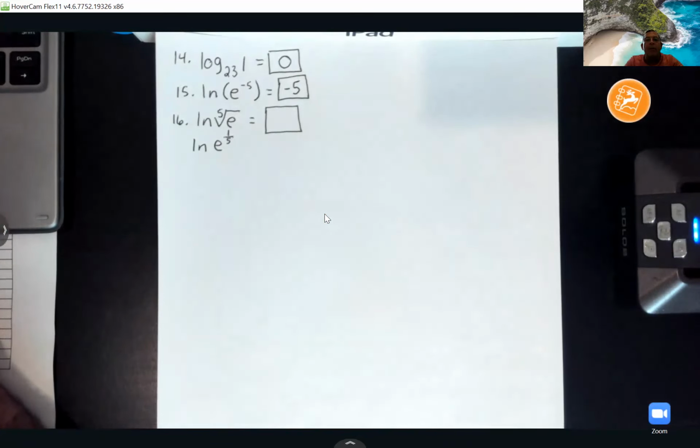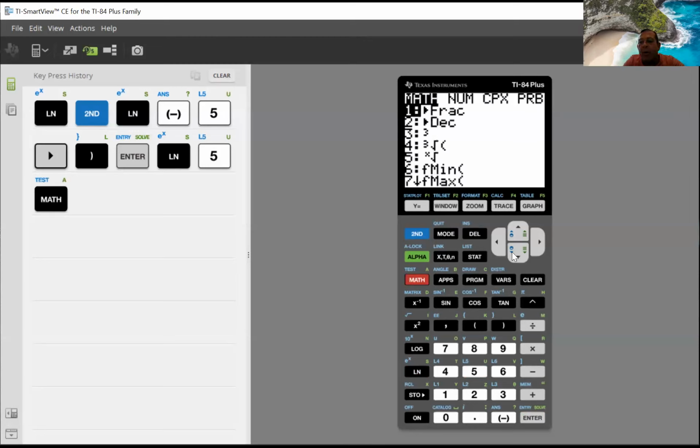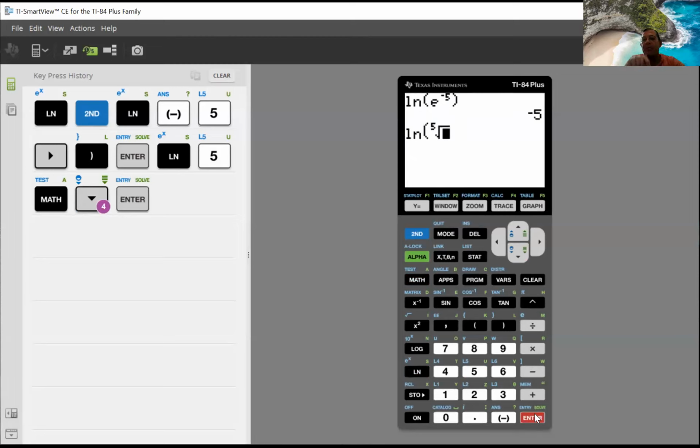So on this problem, let me go to my calculator. I would hit my ln first. Now this was the 5th root of e. So anytime you're doing a root that's higher than a 3, you have to punch the root first. So I'm going to punch my 5. Then I'm going to hit math, and I'm going to go to option 5, which has that x in front of that radical. But y'all watch what happens when I hit that number 5 and hit enter. It puts a 5th root up there, okay?